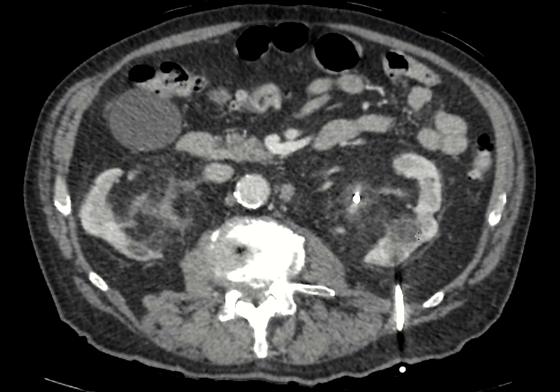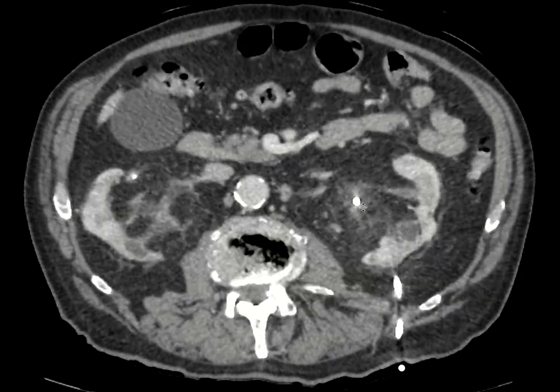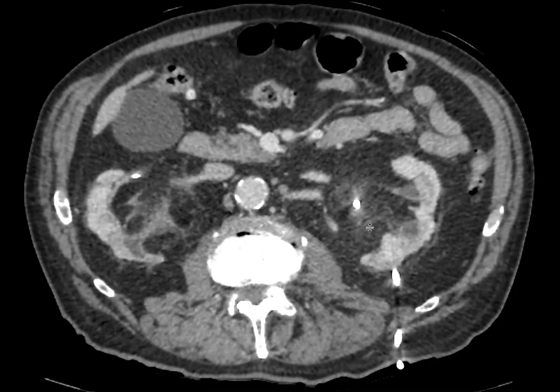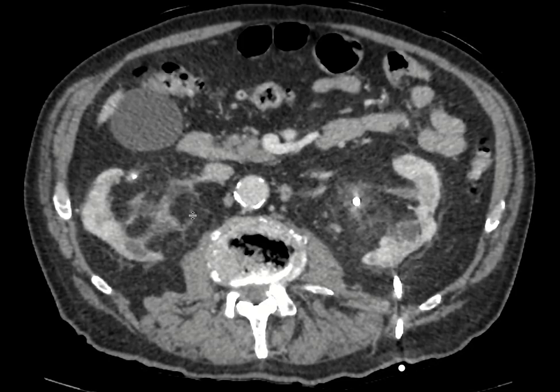So you see this in the setting of thinned or absent renal cortices, and especially in the setting of infection or chronic infection. So when you think about renal sinus lipomatosis, usually it's normal appearing kidneys with a large amount of renal sinus fat. When you start seeing renal thinning in the setting of chronic infections, you think about renal replacement lipomatosis.